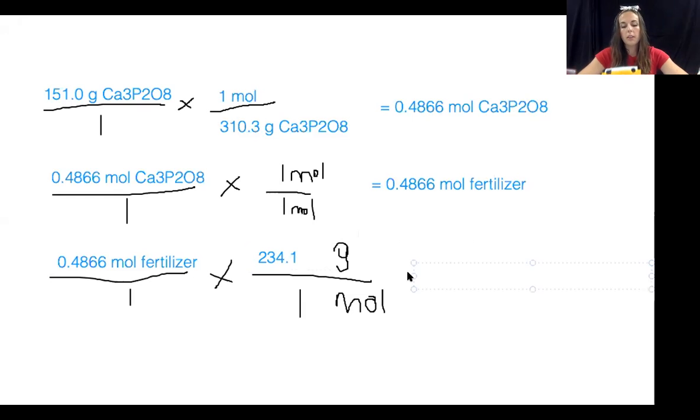And when you put that in your calculator, 0.4866 times 234.1, you're going to get 113.6913. Let's see, I need to round. Let's see how much I need. I need 4 significant figures. So we need to take away some of these. So 113.9, and that's grams of fertilizer. Okay. That was a 9-point question.